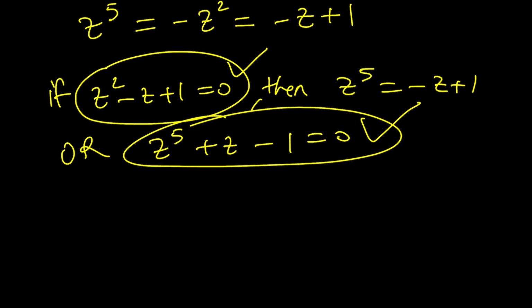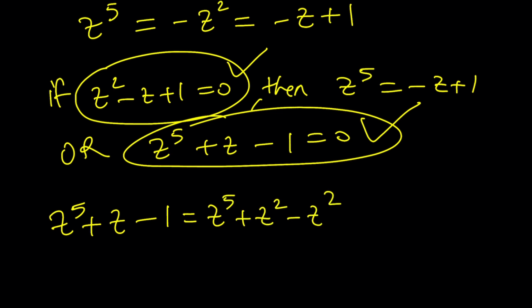So here's what we're going to do. We're going to factor z to the fifth plus z minus 1, having known that these two polynomials have a common factor. So z squared minus z plus 1 should pop up somewhere, right? Hopefully. Let's find out. So we're going to go ahead and do the following. We're going to add z squared to this and then subtract it and continue with the rest.